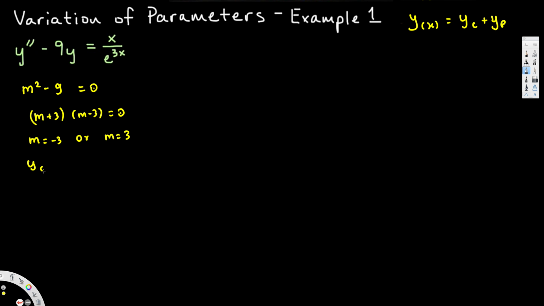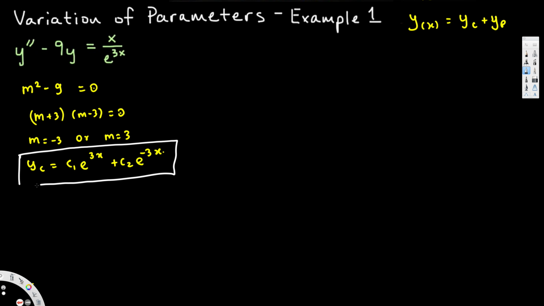yc is equal to c1 e power 3x plus c2 e power minus 3x. You can put c2 e power minus 3x, actually c1 e power minus 3x, anywhere, so it doesn't matter where you plug it. And this is our complementary solution. Now this is our first part.